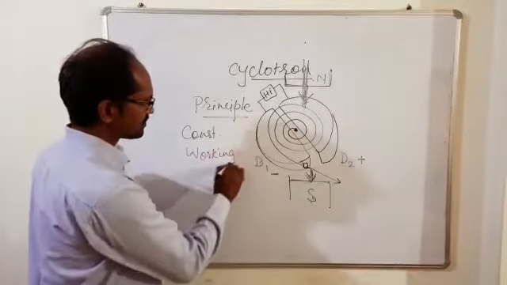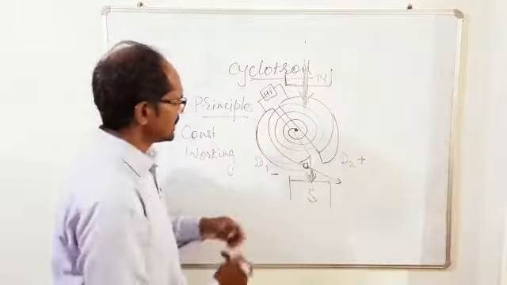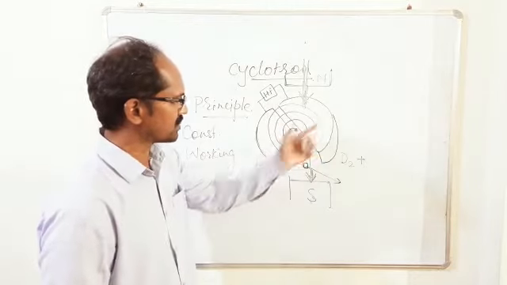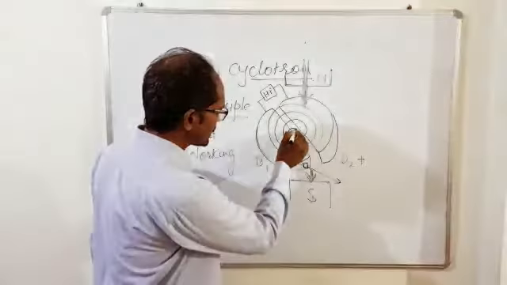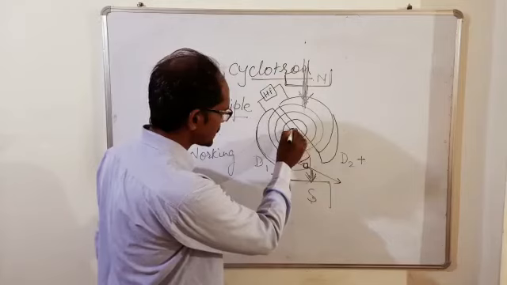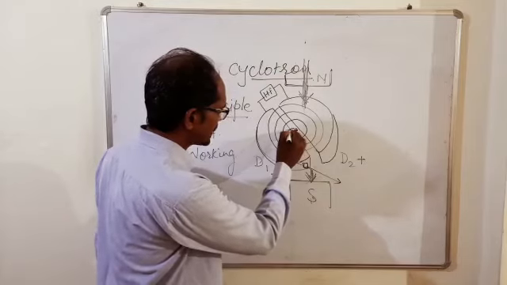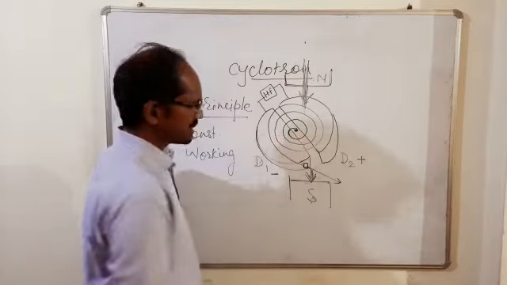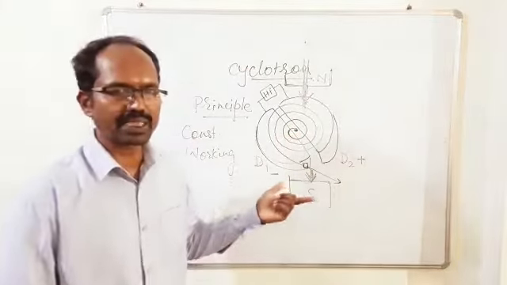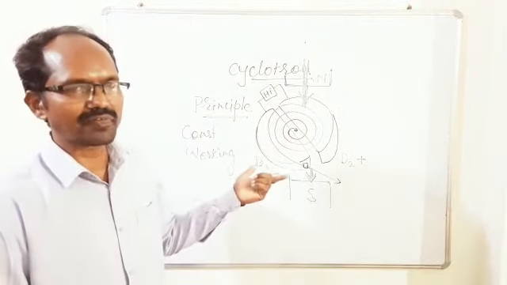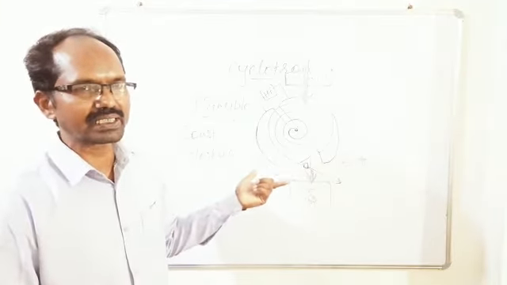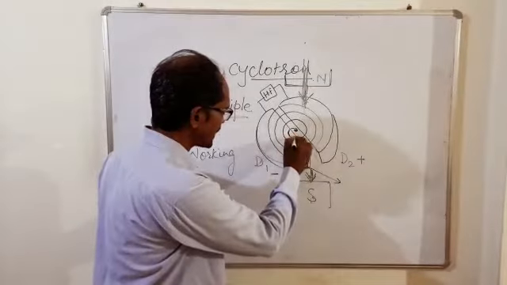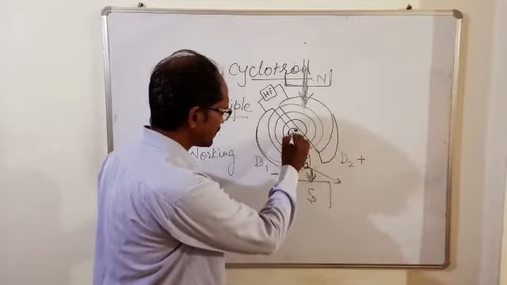Okay, suppose D1 is negative at some instant and D2 is positive. The positive ion coming out through this source is attracted towards this negative D and enters inside the D. The D is completely hollow inside, so there is no effect of the electric field, only the magnetic field is working. That will turn the direction of this positive charge particle, so it completes a half rotation.